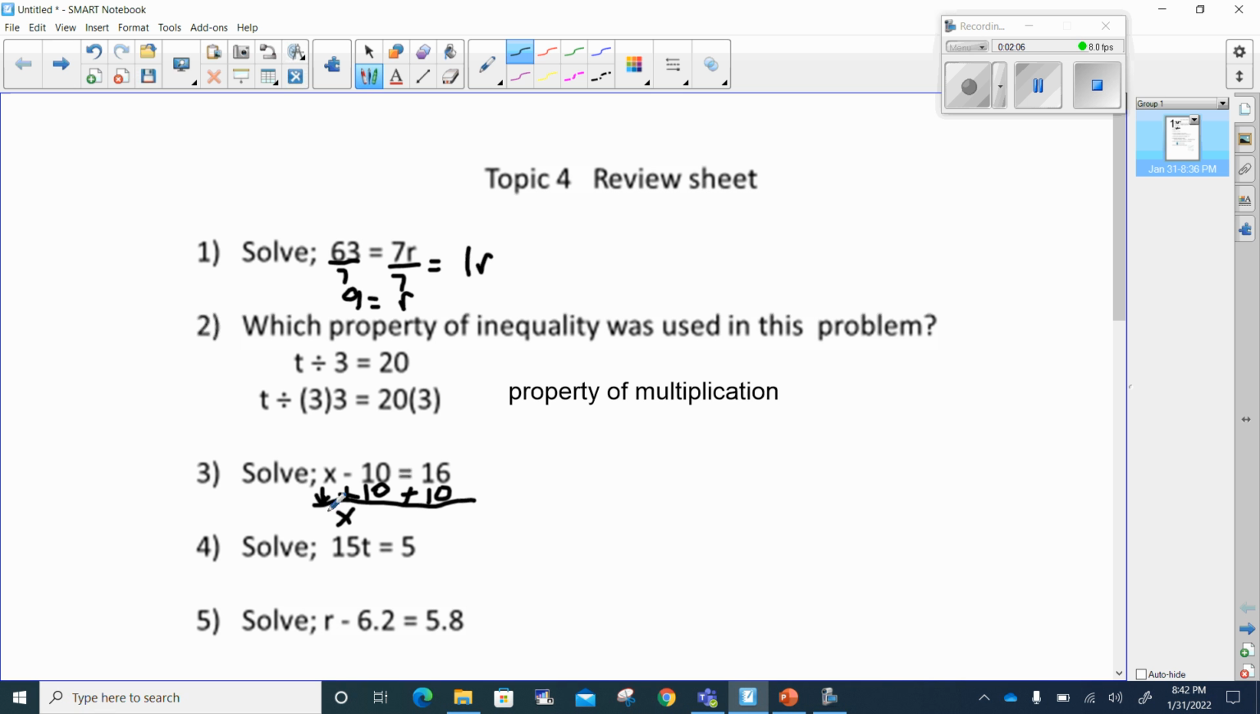All right, it's coming down here. And then 16 plus 10 equals 26. So x equals 26.